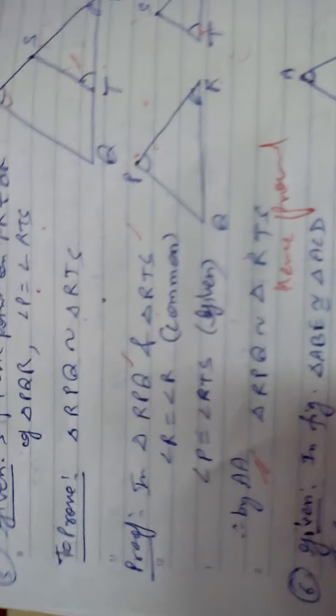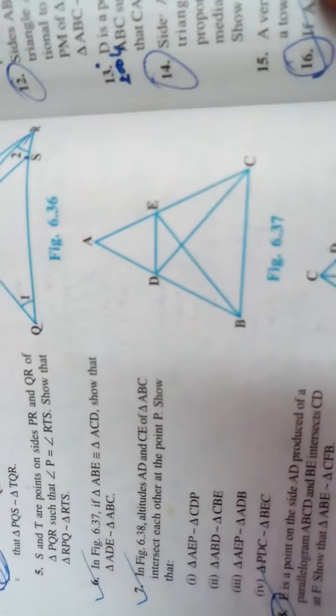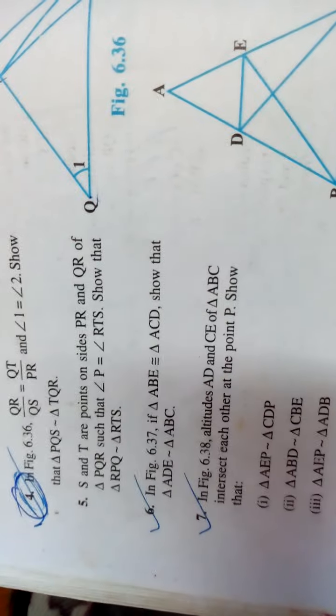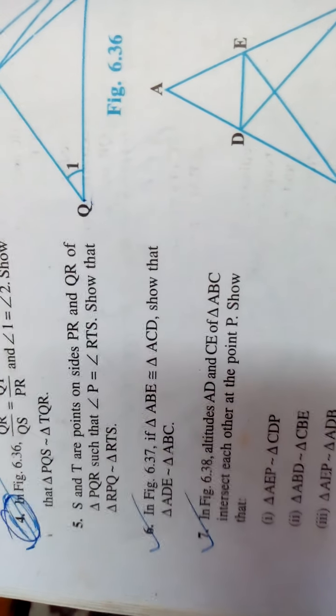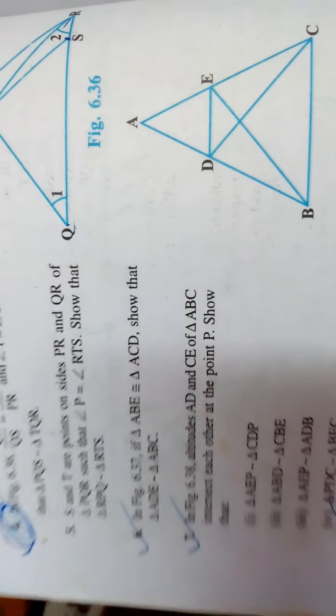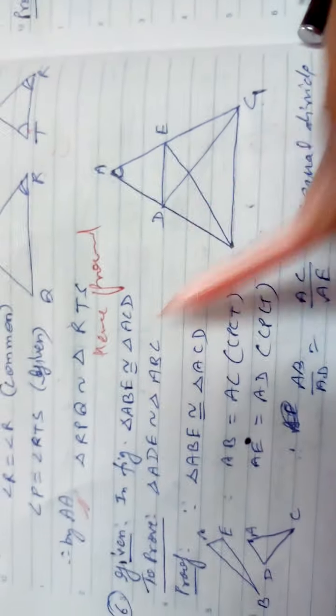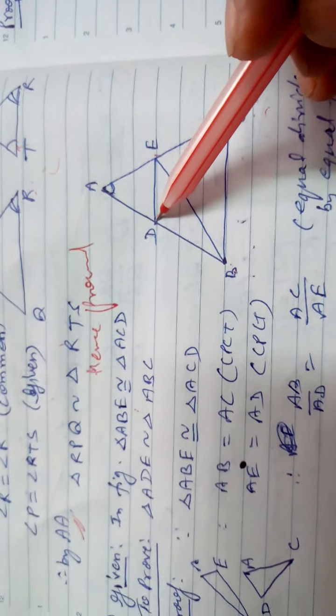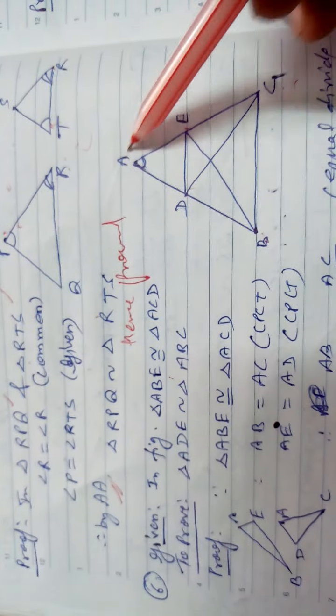Question number 6 is given in figure. There is this figure ABC. Triangle ABE and ACD are congruent, it is given. ADE and ABC you want to prove similar. What is given congruent? ABE, question number 6. This one. Triangle ABE congruent to triangle ACD. You want to prove triangle ADE similar to ABC.